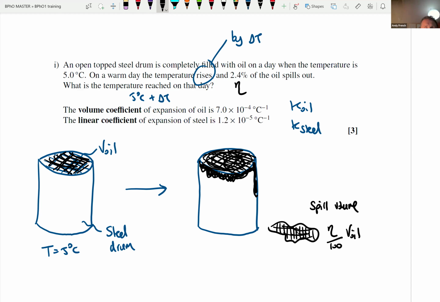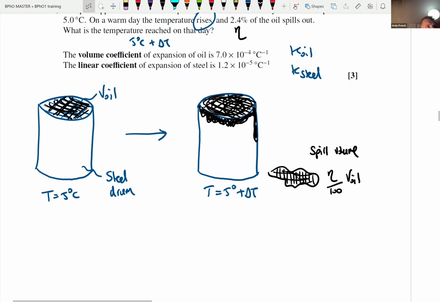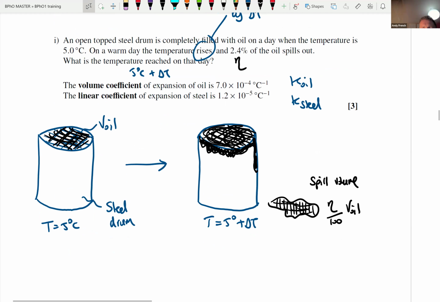All right, and there we go. My temperature now is a balmy 5 degrees plus delta T. Okay, so that's what's happened. So let's do the oil leakage volume, because why would we want to do that? Well, if you think about it, we need to do some sort of conservation here. So the oil that we spill is going to be the difference in the volumes.